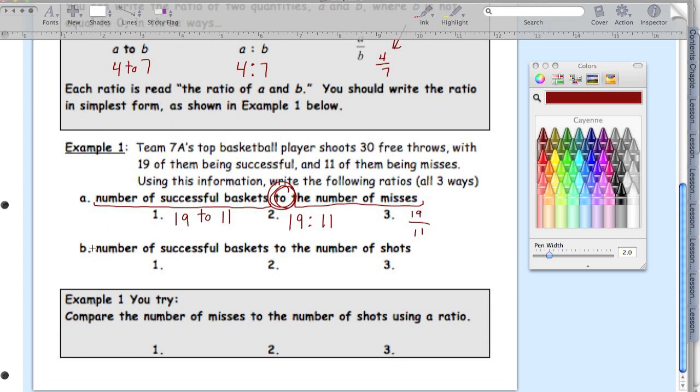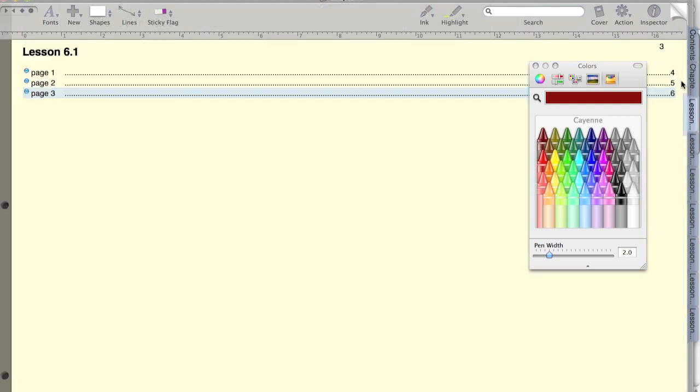Letter B says the number of successful baskets to the number of shots. Successful again was 19, but there were 30 shots, so we could write 19 to 30, 19 with the colon 30, or 19 over 30. And we want to simplify, but these two numbers are relatively prime, so that's as simplified as it can get. Example 1, you try. Compare the number of misses to the number of shots using a ratio. So number of misses, there were 11 out of 30 shots. So 11 to 30, or 11 colon 30, or 11 over 30. Again, they're all simplified, and these are three different ways of writing the same thing.